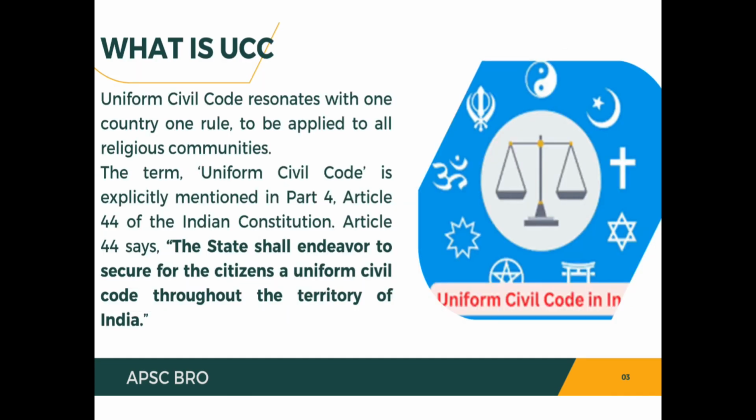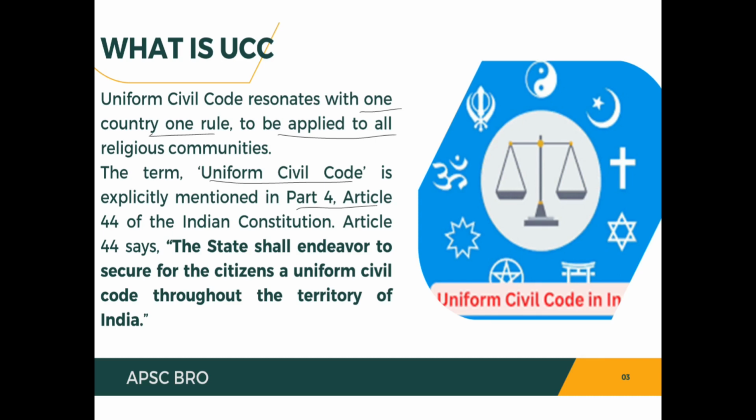Now, before going into details, just like we have discussed what is uniform civil code, you see it resonates with one country, one rule. That means if we're having one country, India, we need to have the same rule for every citizen of India, which will be applicable to all religious communities. Okay. Now, if you see, the Uniform Civil Code is mentioned in Part 4 and Article 44, that is, it is a part of the directive principles of state policy. According to this, the state shall endeavor to ensure for the citizens a uniform civil code throughout the territory of India. It is saying that the state has to aim to have a uniform civil code.